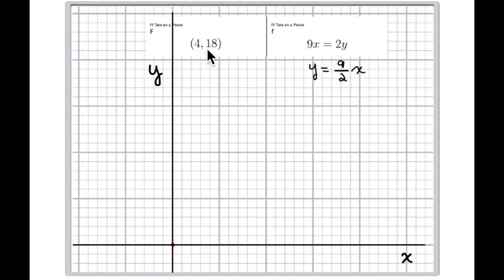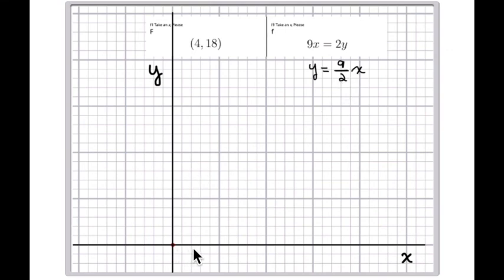You know that the point (4, 18) is on this line, so you could go out 4 and up 18: 15, 16, 17, 18. You know it goes through 0, 0. This is a proportional relationship, and the slope is 9/2. So you can start at 0, and for every 2 units you go in the positive direction along the x-axis, you're going to go up 9 units along the y-axis. That's what a slope of 9/2 means.